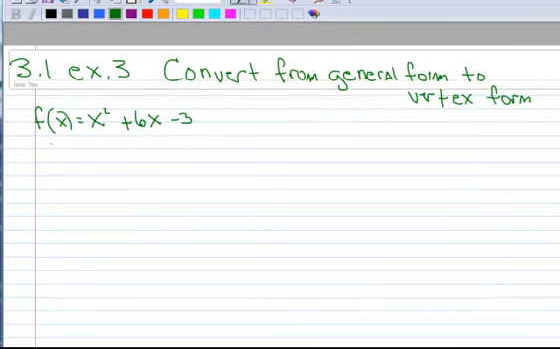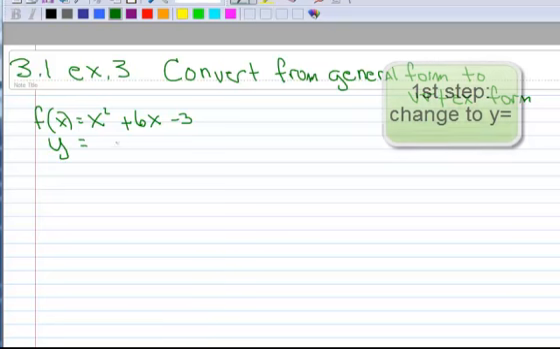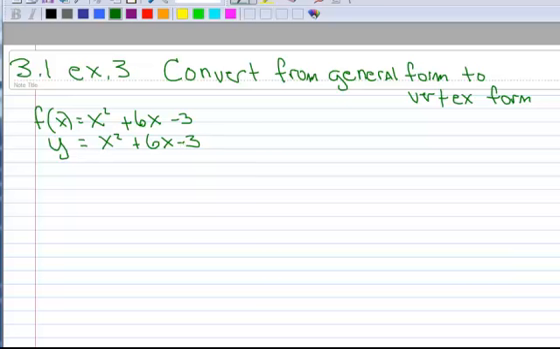Okay, in this example, section 3.1, example 3, we're going to convert from general form to vertex form. So let's start with this example right here. f(x) equals x squared plus 6x minus 3. The first thing we want to do to take it to vertex form is switch it to y equals. We're just going to get rid of our function notation. It makes it a whole lot easier to work with. So we're just going to let that be y equals.